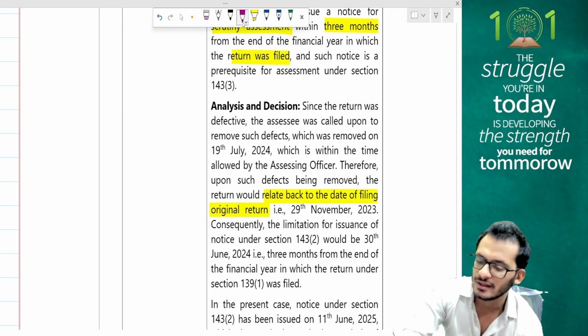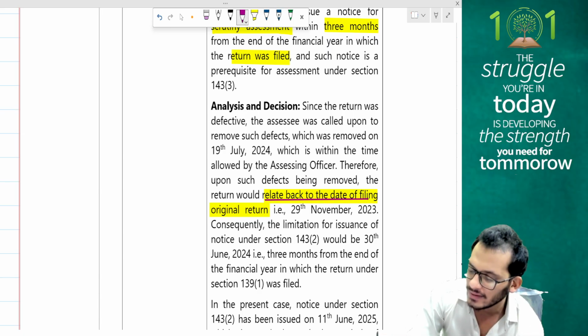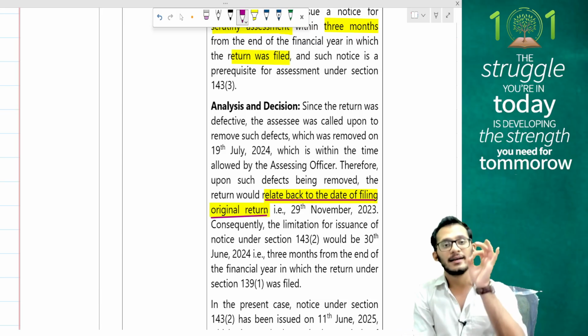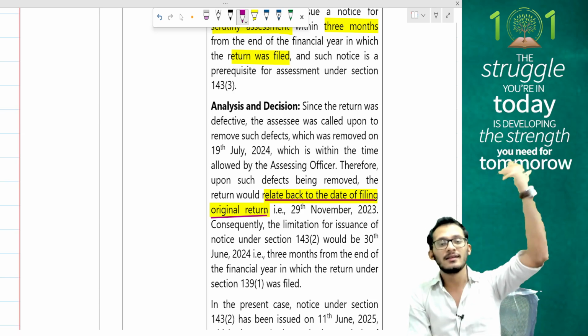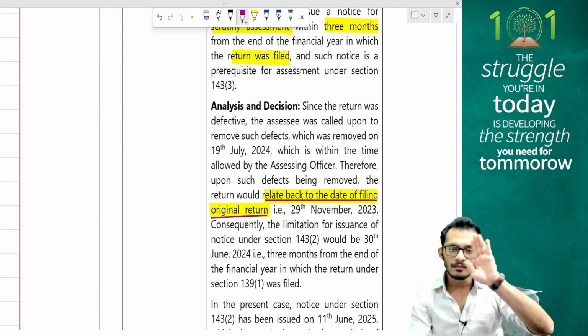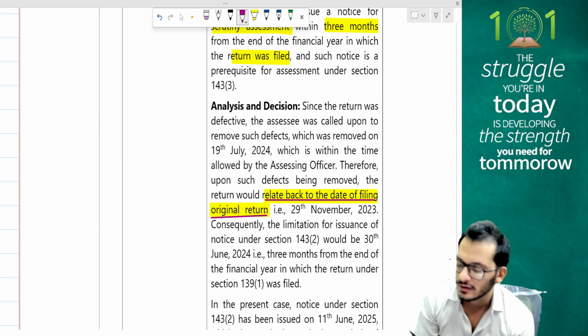This is the most critical point. Here is the Supreme Court coming and saying that the moment the assessee has responded to the defective notice and has filed a correct response, it is not that you have filed a new return right now. It is that the original return which you filed has become valid. That is all that has happened in a defective notice.